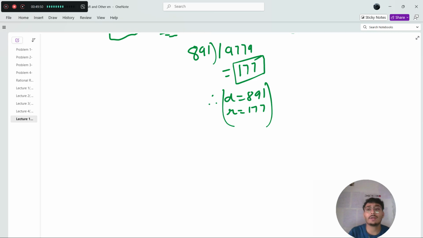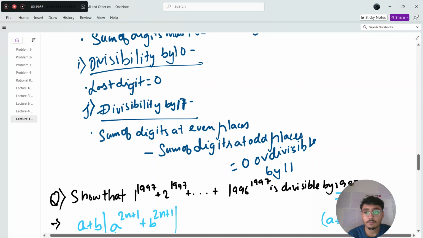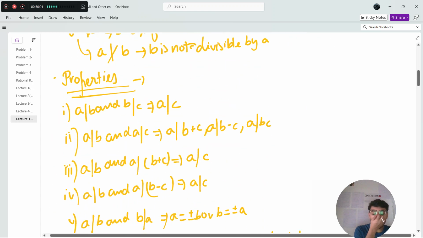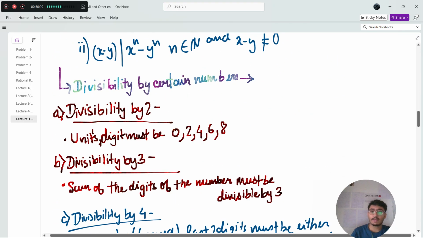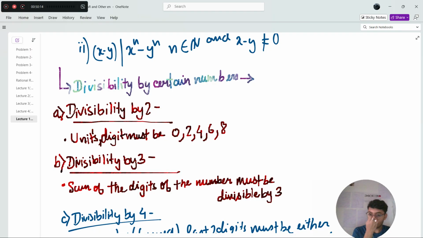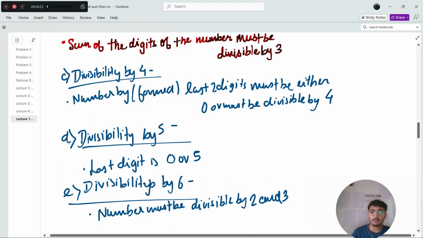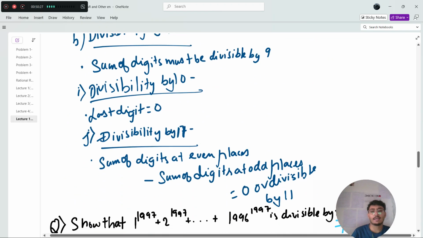So yeah guys, that's it for today. Let me just revise once more what I have done today. In the content, we revised divisibility and discussed some case-based properties. Then came the numerical divisibility rules, that is divisibility by certain numbers: divisible by 2, 3, 4, 5, 6, 7, 8, 9, 10, and 11.